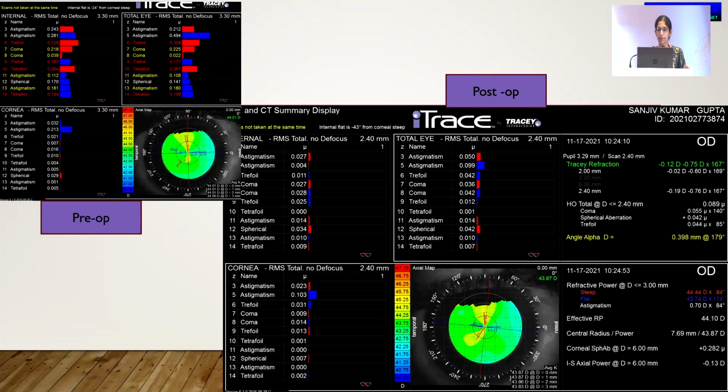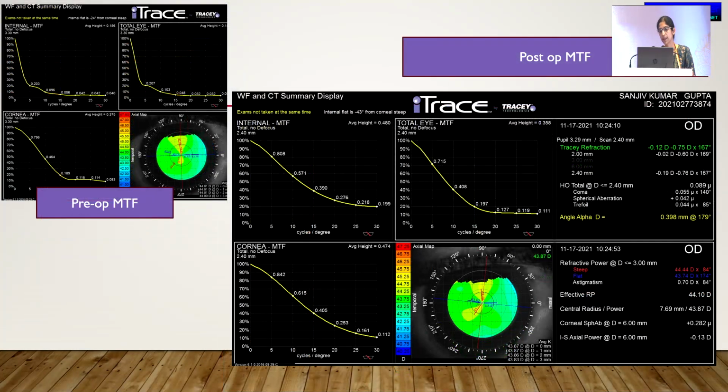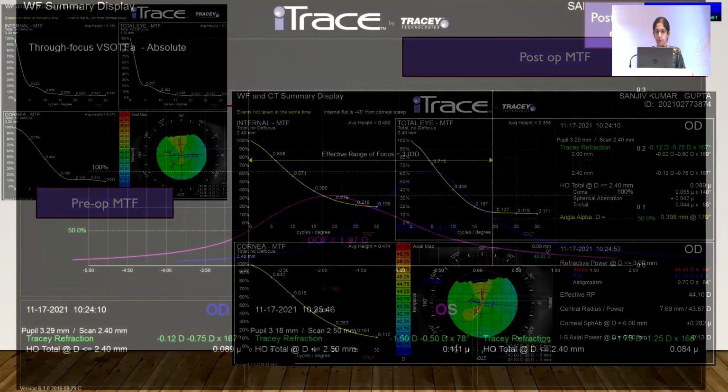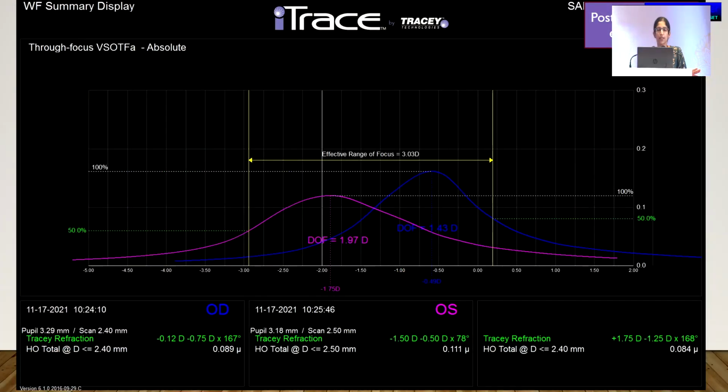Similarly, with the internal aberrations, you can see that quantitatively the aberrations have gone down, and the MTF has drastically improved. Now, I would like to just spend some time on this slide. This is actually a depth of focus curve. If we omit this pink line and we only focus on this blue curve, you can see that the height of this mountain depicts the best vision. That is, if the patient has a minus 0.45 correction, he'll have the best vision. 50% uphill of this mountain is the usable vision.